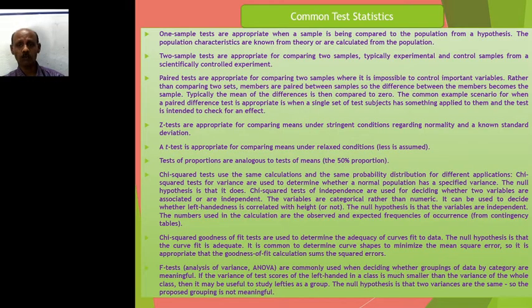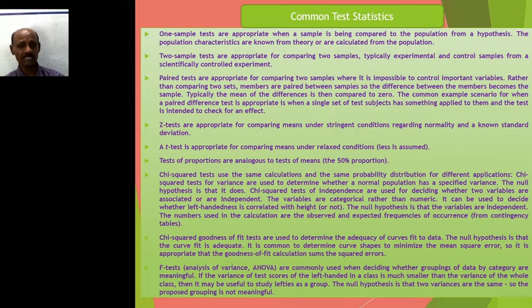Now, some of the common tests used in statistics when we go for the testing of hypothesis. That is the one sample test. One sample tests are appropriate when a sample is being compared to the population from the hypothesis. The population characteristics are known from theory or are calculated from the population. The second one is two sample tests. Two sample tests are appropriate for comparing two samples, typically experimental and control samples from a scientifically controlled experiment.